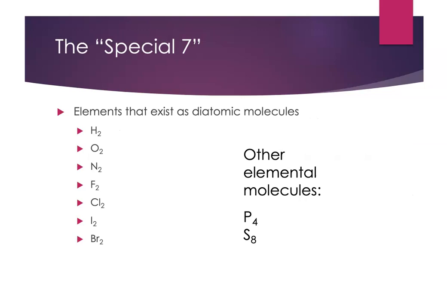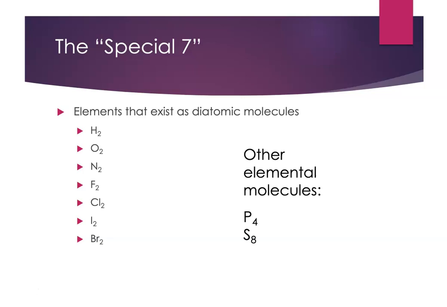The other thing, the last thing I wanted to mention, is that there are some elements that exist as diatomic molecules, and chemistry students need to know this. And if no one ever tells you, how would you know? So we talked about the halogens, fluorine, chlorine, iodine, and bromine, existing as diatomic molecules. But we also see this for hydrogen, oxygen, and nitrogen. So if you take your periodic table and shade those in, it kind of looks like a 7. There's 7 of them.